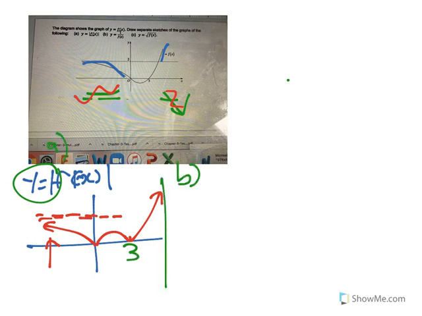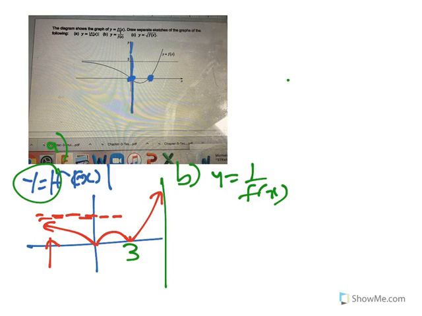Okay, so that's A. Now B, y equals 1 on f of x. I'll do it straight on the graph. Where the x-intercepts are, that's your asymptotes. And 1 on f of x means everything else gets flipped. Flipped and flipped. Now what's happening here? Even the asymptote gets flipped. So the asymptote goes to a half.